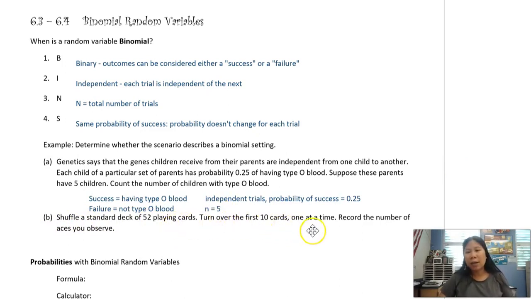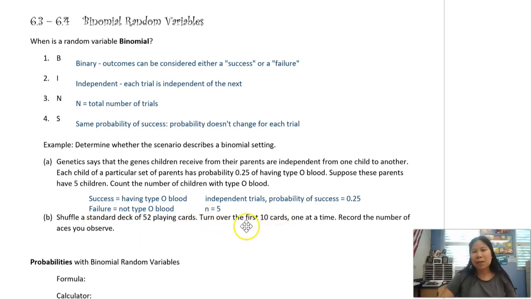For the second example, we have a standard deck of 52 playing cards. Turn over the first 10 cards one at a time, and record the number of aces you observe. So we know we have N, because we're only going to turn over 10 cards. It's not like they're telling us to go on forever and do the whole deck. So N equals 10 here. We're looking for the number of aces, so getting an ace would be a success for us. Not getting an ace would be a failure.